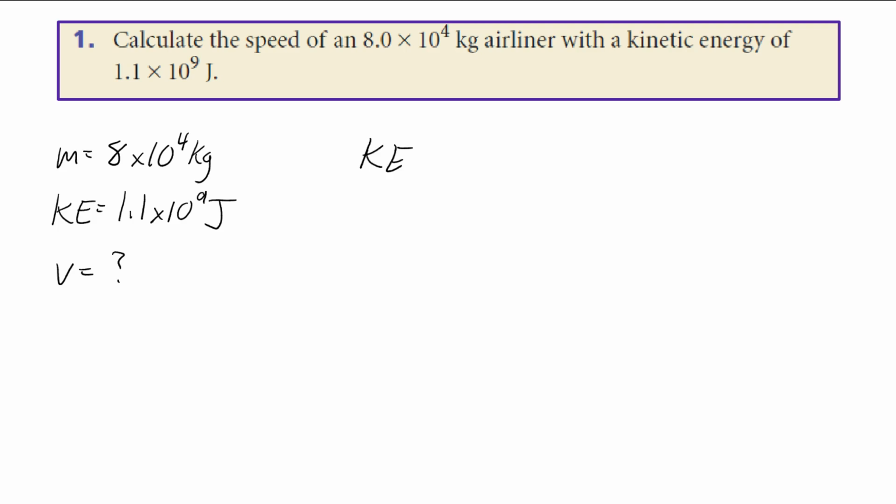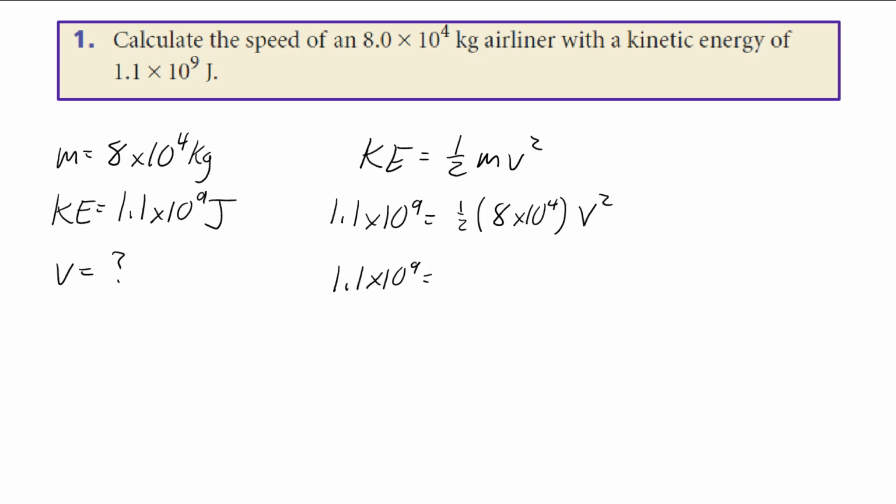The equation is KE is equal to 1/2 mv squared. Now they're telling you what the kinetic energy is, so we could just write that in. 1.1 times 10 to the 9 is equal to 1/2 times 8 times 10 to the 4 times v squared. So now we just do 1/2 of 8 times 10 to the 4, which is 4 times 10 to the 4, times v squared. So we just divide both sides by 4 times 10 to the 4.